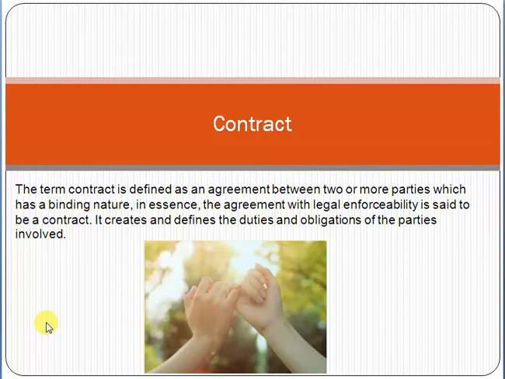So remember one thing: whenever we talk about a contract, we are generally referring to a legal document which defines the terms and conditions, and whatever terms and conditions are defined legally, you are bound to follow them. Legal enforcement is possible, and the court or police have the authority to force any person to follow the terms and conditions defined in the contract. So now, friends, just try to understand the contract terms.